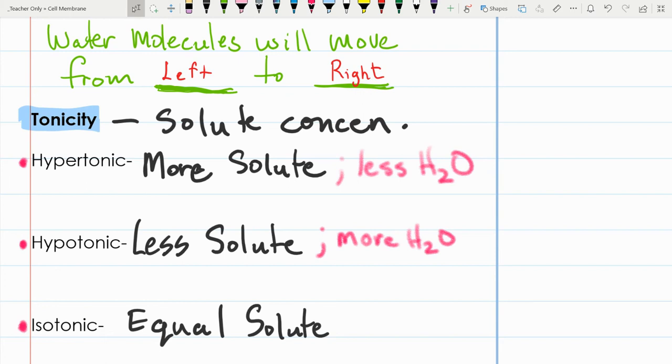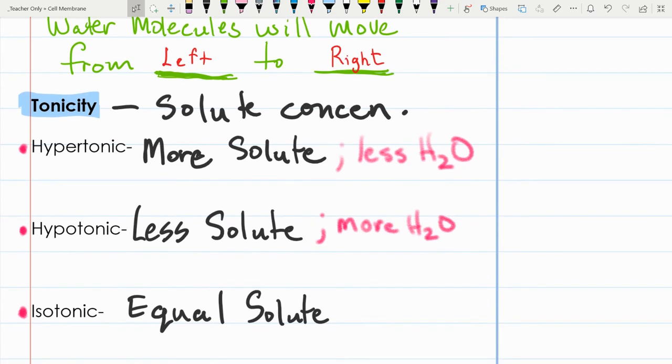When you're looking at something that is hypertonic, that means there's more solute and therefore less water. Hypotonic, less solute, more water. And isotonic would be equal solute concentration.